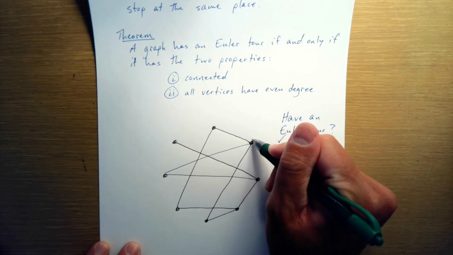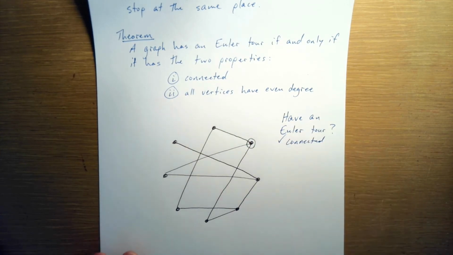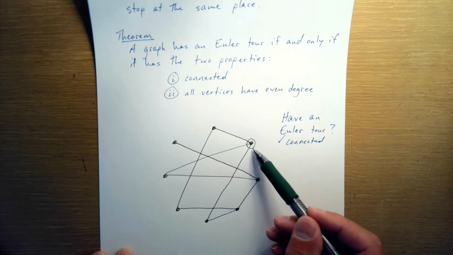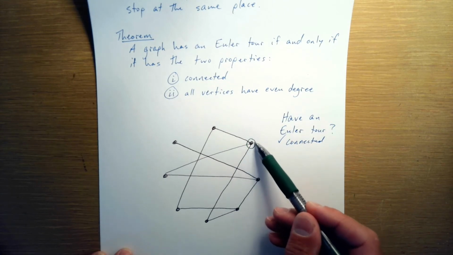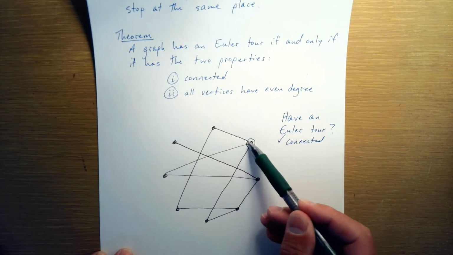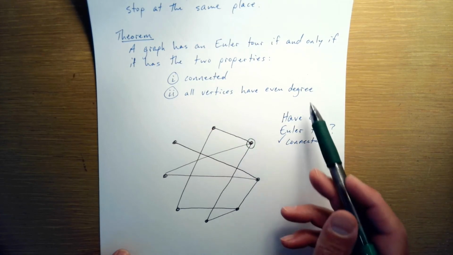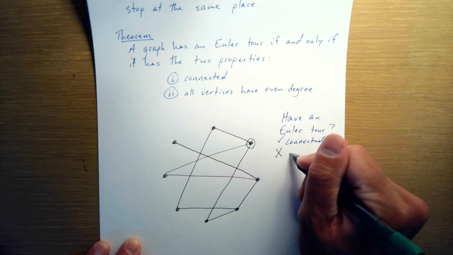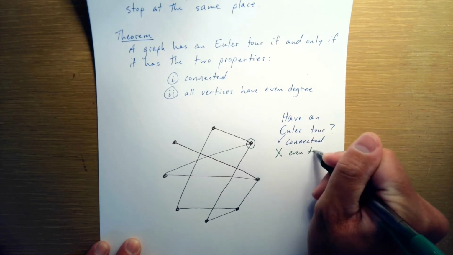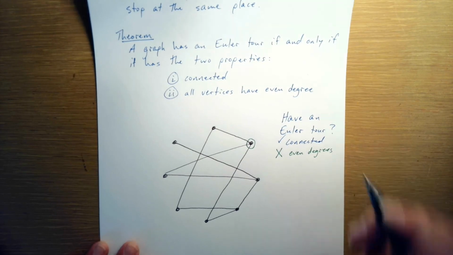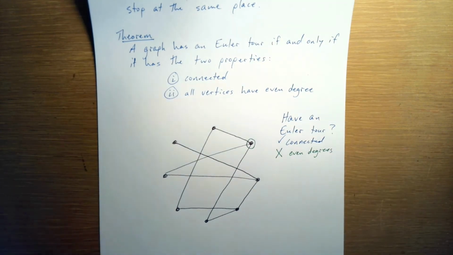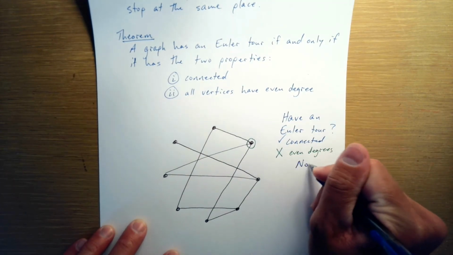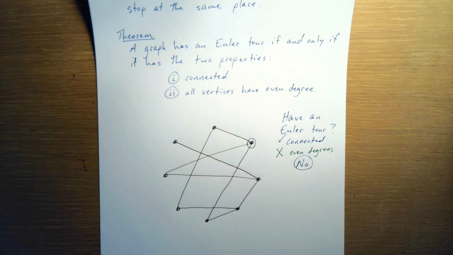Here is one vertex in particular that has odd degree. I don't have to find all of them. All I have to do is find one. And if one of these does not have even degree, because it has degree 3, then it fails. So our answer is no for the even degrees. And since it fails at least one of these, our answer is no. There's no Euler tour in this graph.